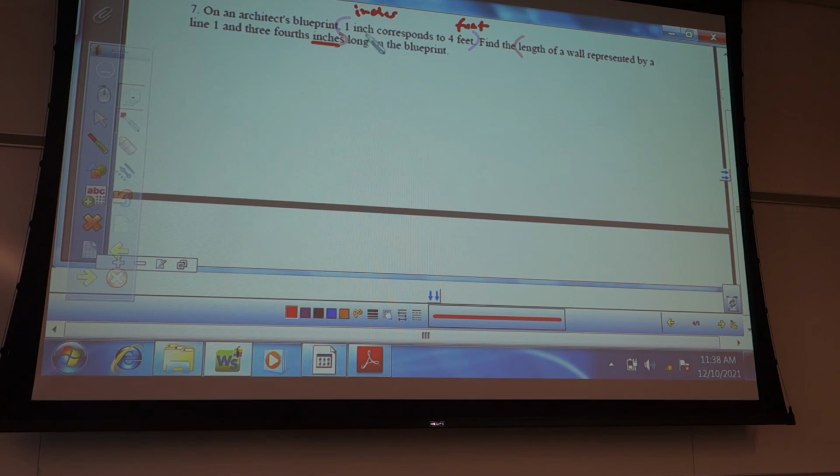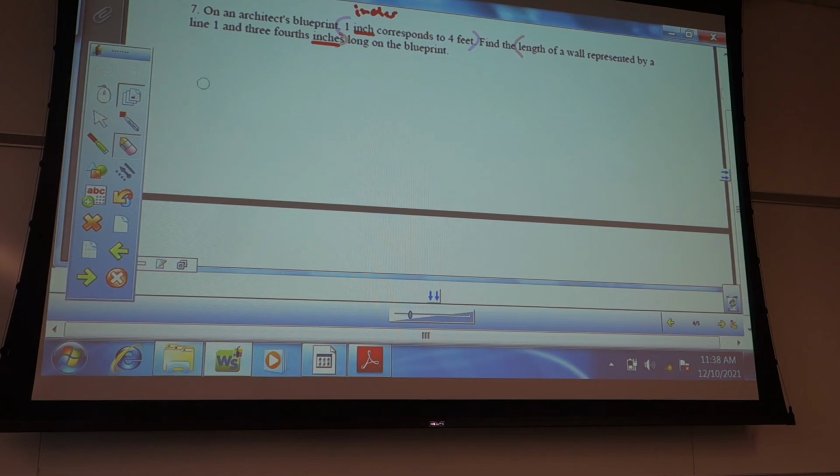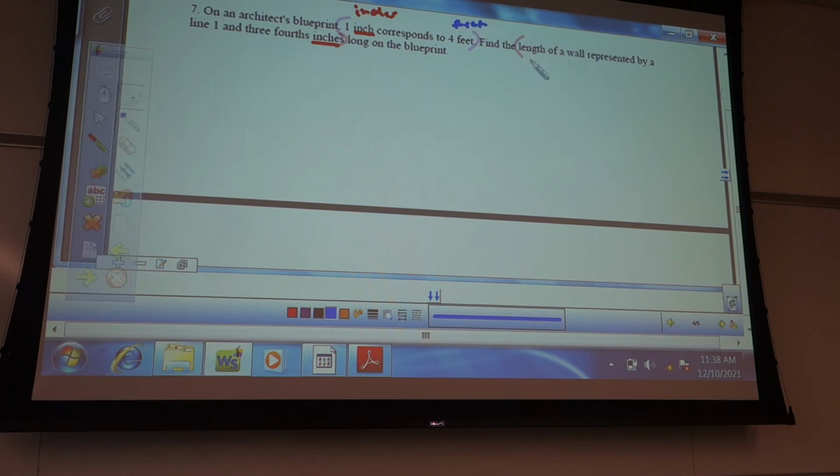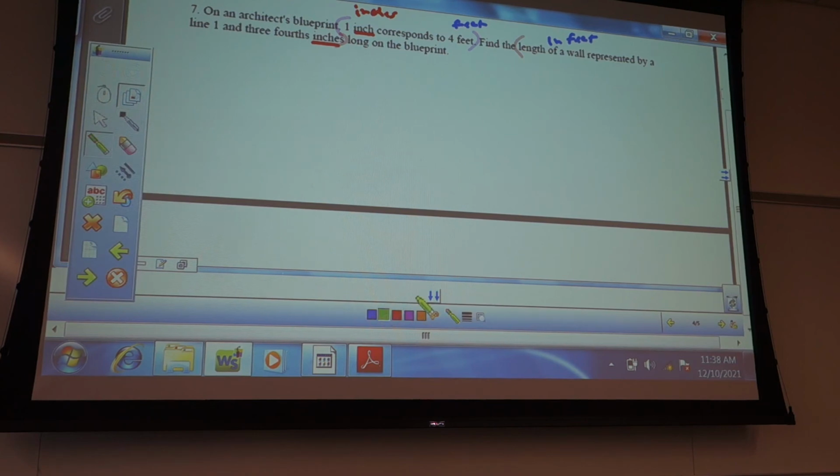Yes, no? So inches, and then we have feet. So this must be feet also. And I would tell you, find the length in feet. It'll be clearer on the exam. Represented by a line. So what am I trying to find? Where's my unknown? The length. Yeah, this one. That's my x that I'm trying to find.